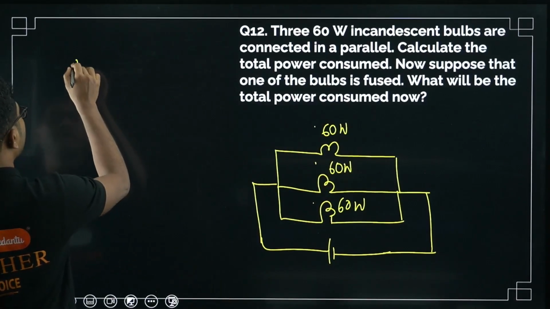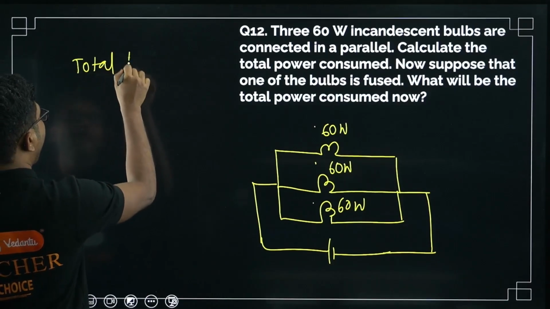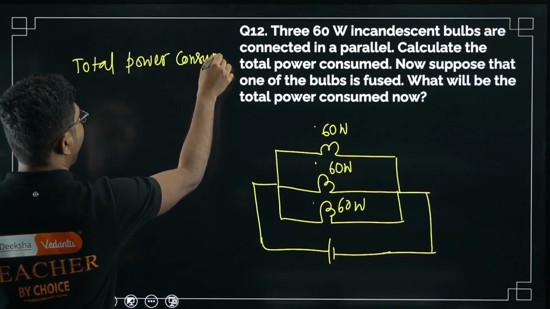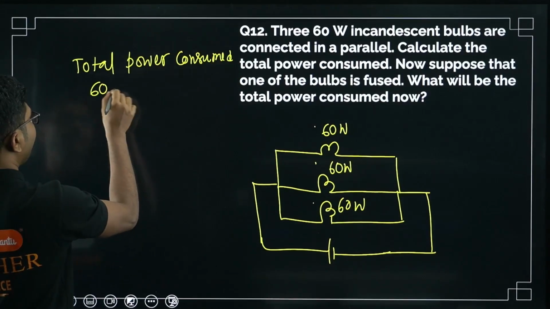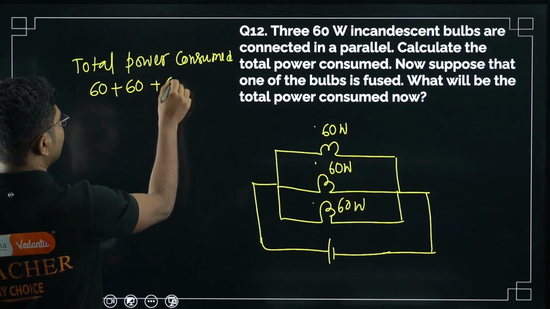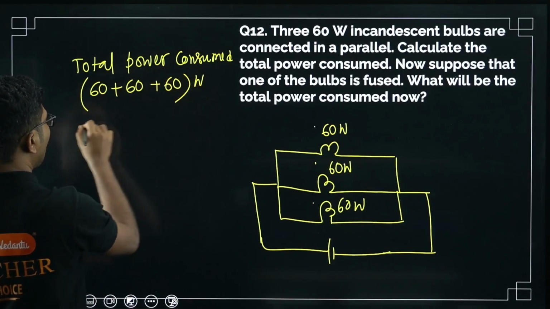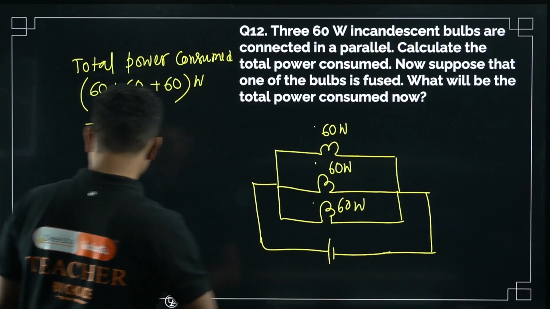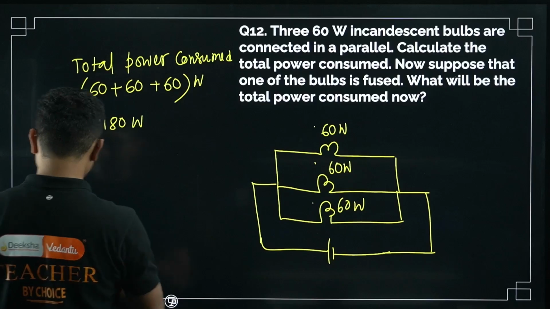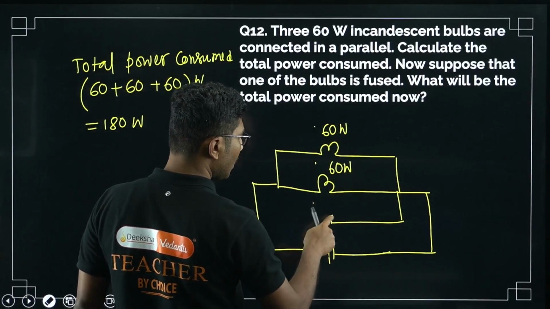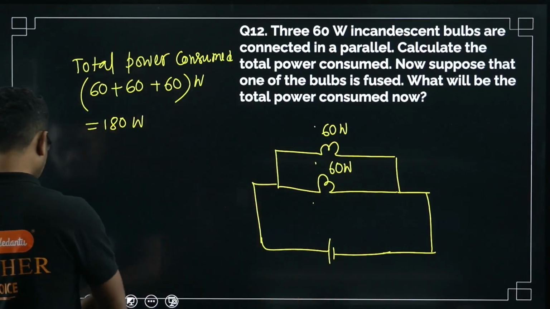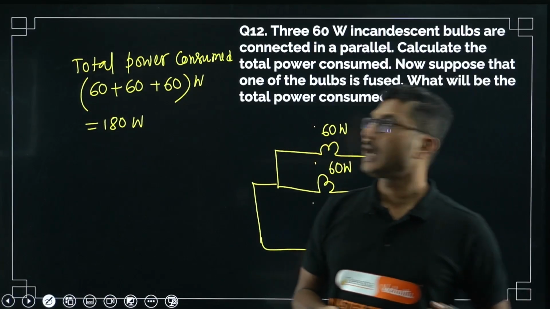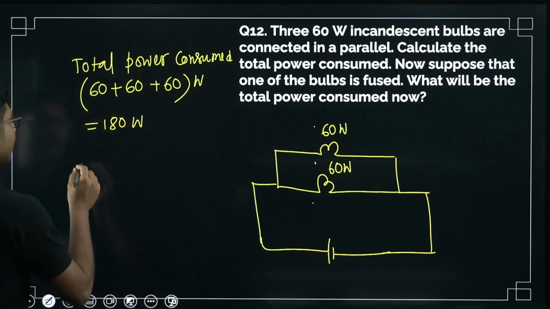So the total power consumed will be 60 plus 60 plus 60, right? So total power will be 180 watt, right? Now if one of them is fused, suppose this bulb is fused now, so this bulb is gone. But in parallel combination, if one is fused, it does not matter, the other two will continue to work and they will glow with their own power.